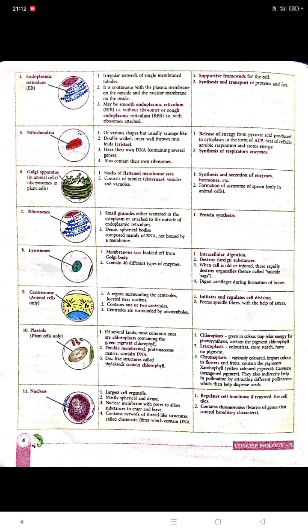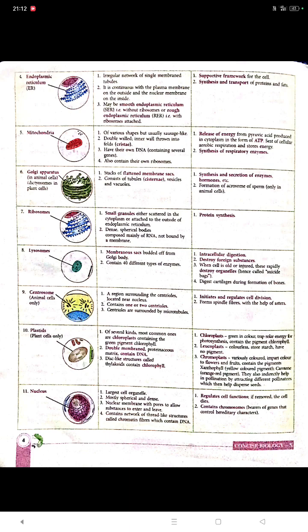Next, ribosomes. Here, what are ribosomes? They are small granules scattered in the cytoplasm or attached to the outside of the endoplasmic reticulum, ER. They are the small granules.